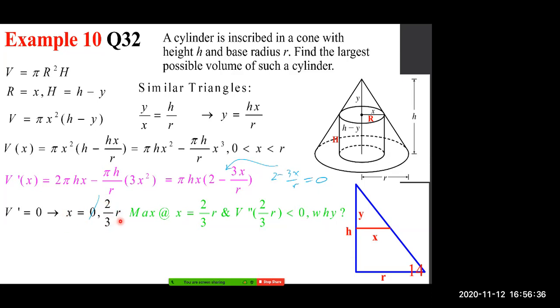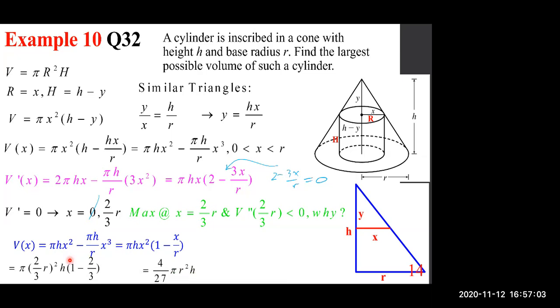And so what is V of x? Replace x with 2/3 r. So we are replacing x in this expression with 2/3 r, and we come up with 4 over 27 pi r squared h. Class, all of this is algebra. Assuming you guys can do that.